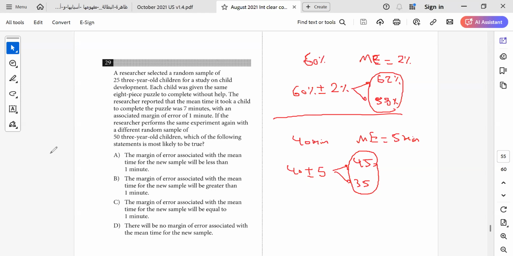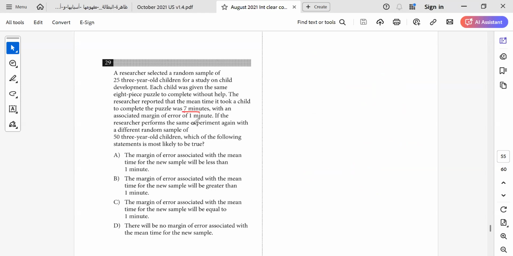Okay. Here he told me that they are taking 7 minutes with a 1 minute margin error. So it should be 7 plus or minus 1, which is 6 to 8. Okay, let me read the choices. The margin error with the mean time for the new sample will be less than 1. Why will the new sample change?